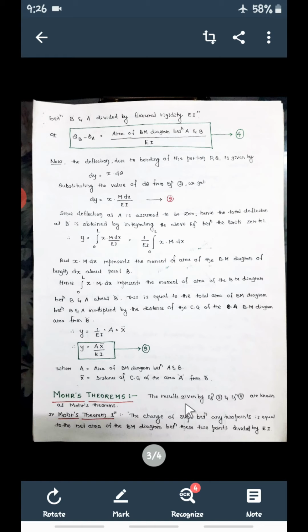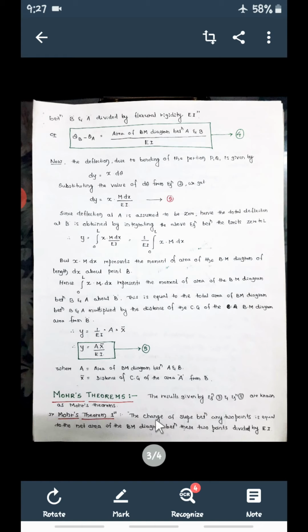Equation number 3 and equation number 6 are known as Moore's theorem. One important question from the exam point of view: in the exam they are going to ask you to derive Moore's theorems. There are two theorems. Based on the derivation you have done, you will do the same thing.